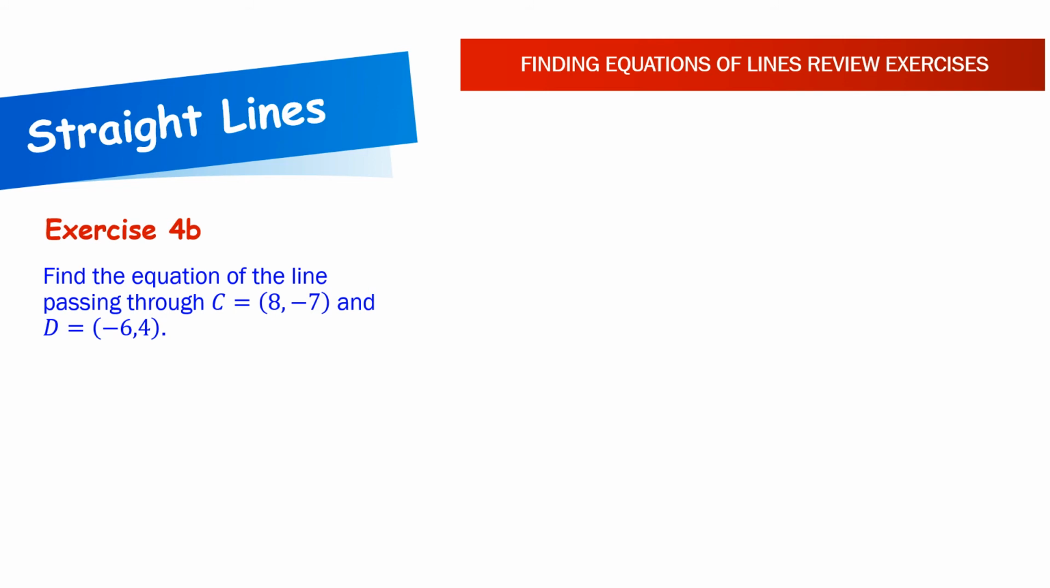Now let's have a go at exercise 4b. Find the equation of the line passing through C (8, -7) and D (-6, 4). Plot the points on a graph and join the points with a straight line, as shown.